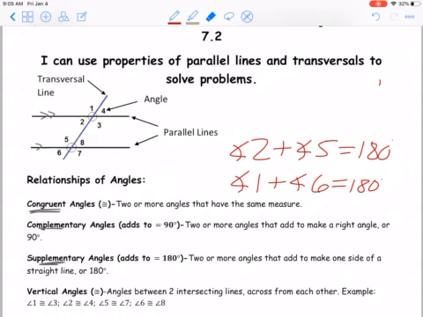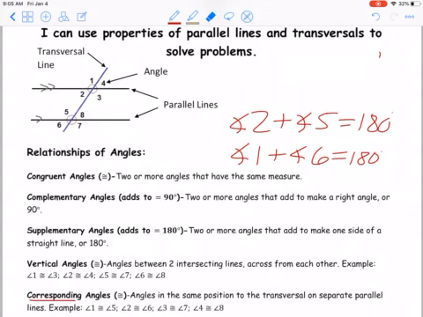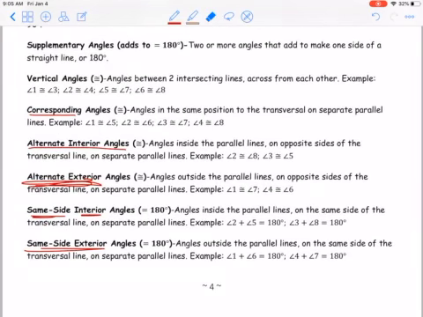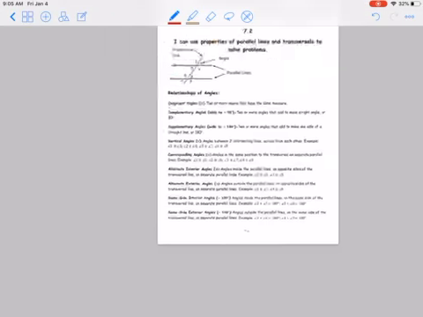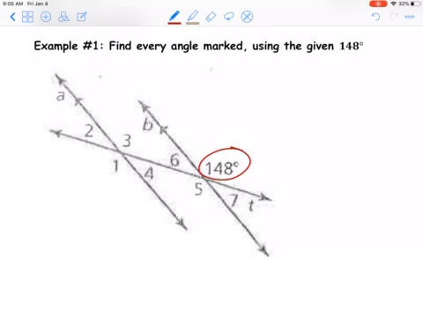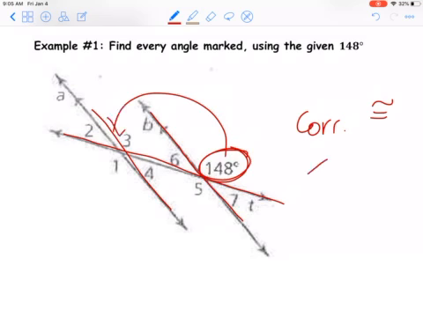Okay, so that's pretty much it for all the different types of angles you're going to see. So, let me just get rid of all this extra stuff. Let's try a practice problem. Okay, find every angle. You know this one. So the first one you can look at is, okay, I know corresponding angles are equal or congruent. So if this is on a parallel line with a transversal, the same spot, so here and here, are equal. So I know angle 3 also equals 148.